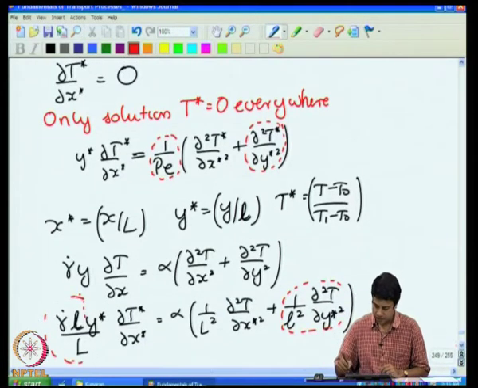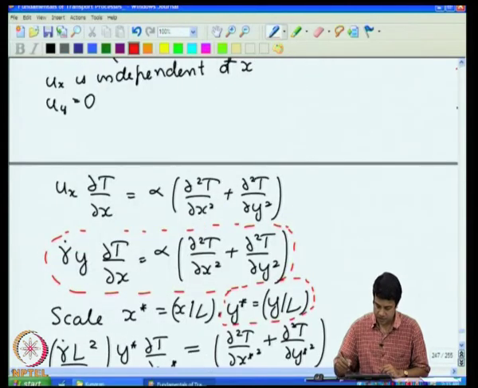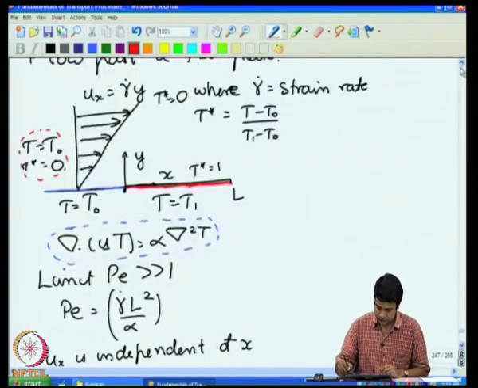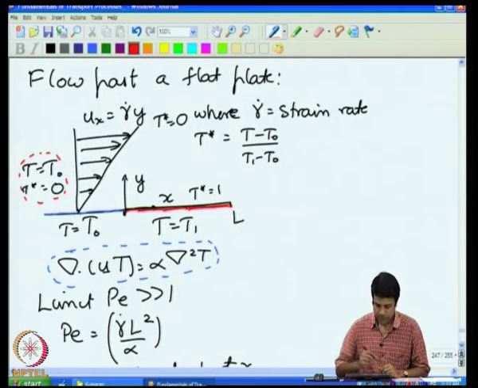Physically, the reason that we are not able to satisfy boundary conditions is because the flow is parallel to the surface, it is tangential to the surface. At the surface itself, there is no velocity perpendicular to the surface. Convection can transport mass, momentum, energy only in the direction of flow. Since there is no flow perpendicular to the surface, there is no convective transport perpendicular to the surface.